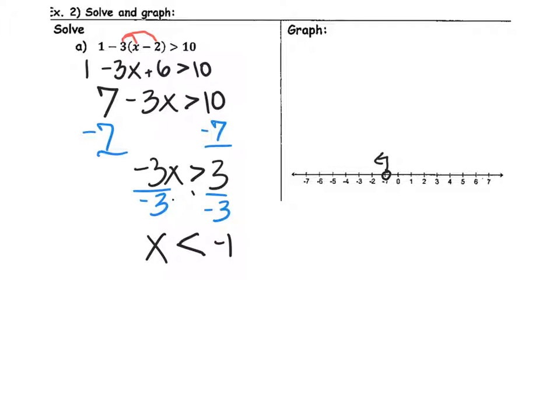That means that all of my solutions are here. All these numbers, and forever to the left. Small, small, small numbers. Negative numbers, forever.